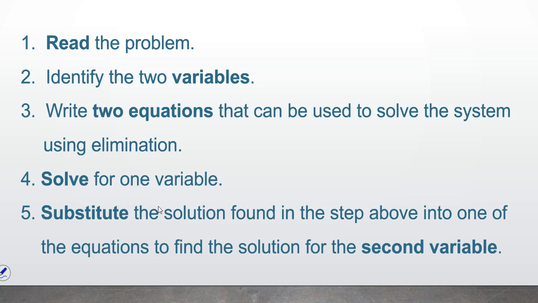Second, you're going to identify the two variables. Third, write two equations that can be used to solve the system using elimination. Fourth, solve for one variable. And last, substitute the solution found in the step above into one of the equations to find the solution for the second variable. And then you'll have the whole solution for each variable.